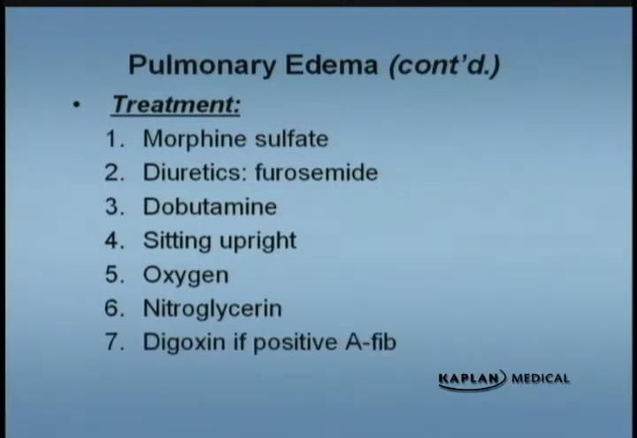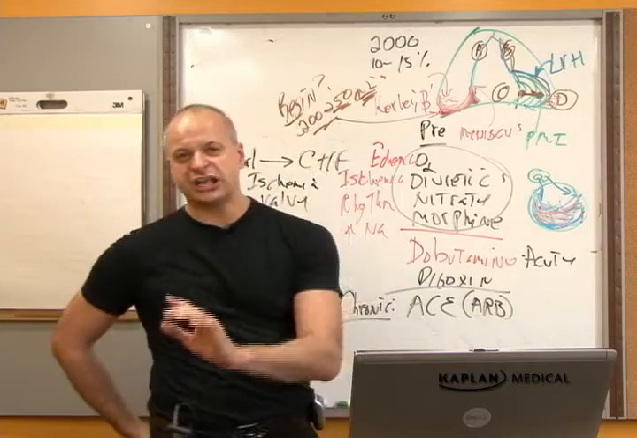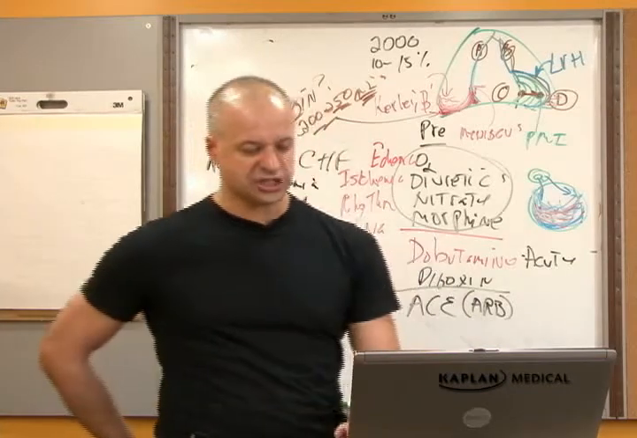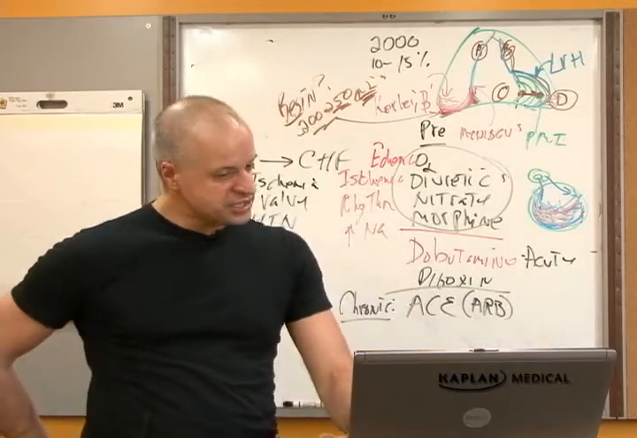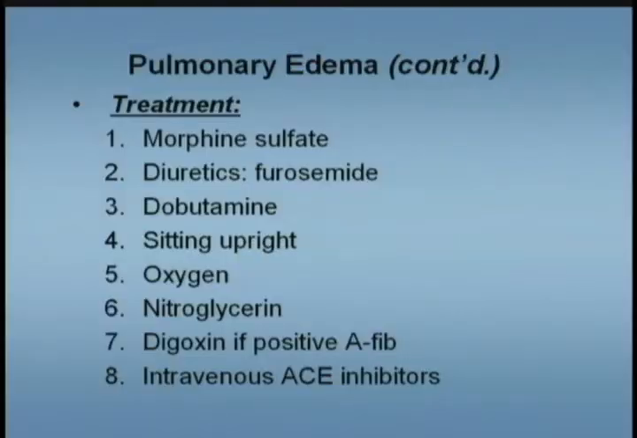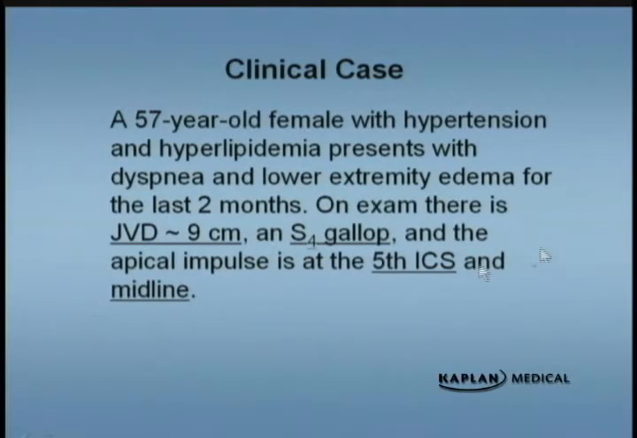Now, you see how it says digoxin if there's atrial fibrillation? That's because digoxin does not work acutely as an inotrope. Digoxin is chronic as an inotrope. It takes weeks to months to digitalize them. But if you have AFib, it's good. ACE inhibitors decrease afterload. Let's look at our next case.